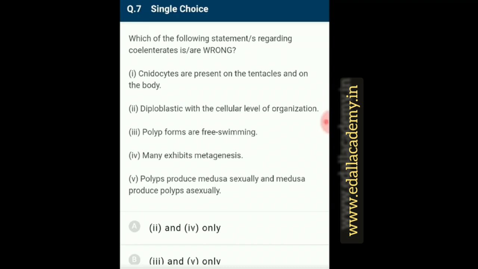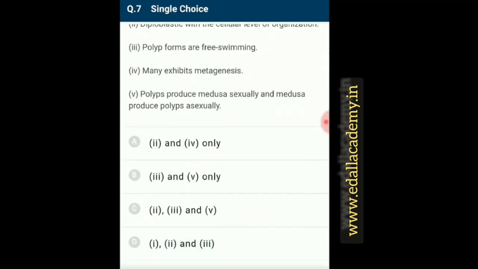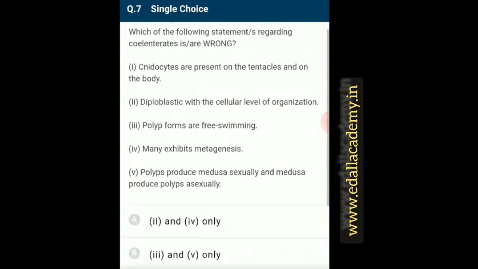Polyp is sessile while medusa are free living. Polyp produces medusa asexually while medusa forms polyp sexually. This is alternation of generation. So the answer is option C. From the given 5 statements, second, third and fifth statements are wrongly given.